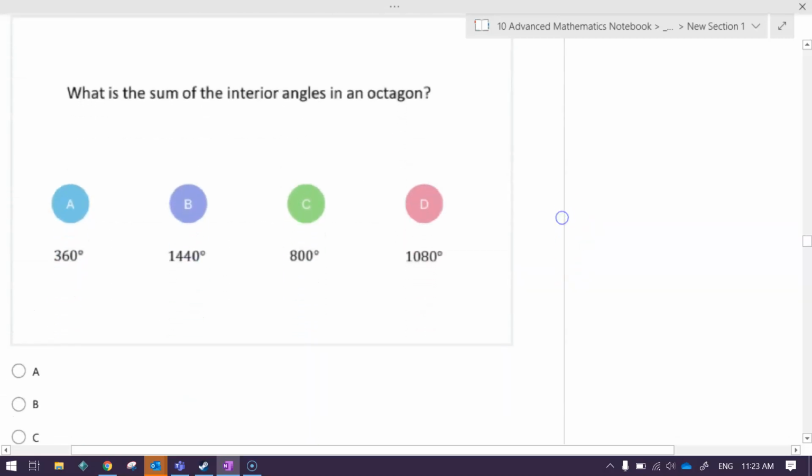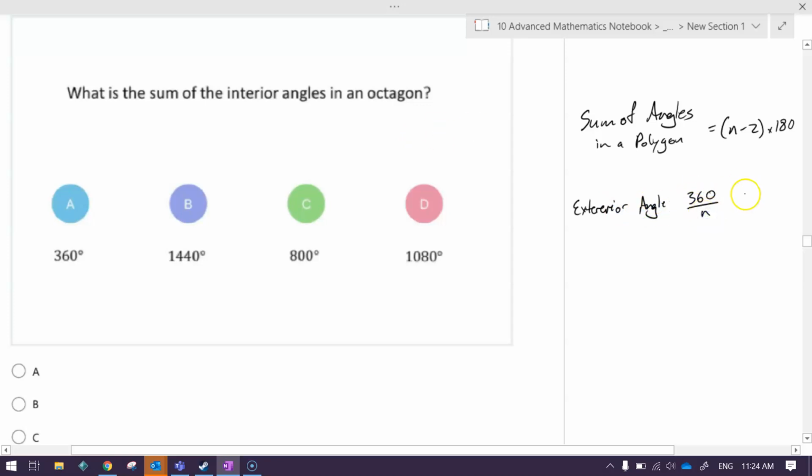The sum of the interior angles in an octagon. So you can learn the sum of the angles. Sum of angles in a polygon is always the number of sides minus 2 multiplied by 180. You could use that rule and work it out. What else do we know? Well, we know the exterior angle is 360 divided by the number of sides. So in this case, 360 divided by 8 would give us 45. We did that question earlier. That'd make each interior angle 135, and you can go 8 times 135.